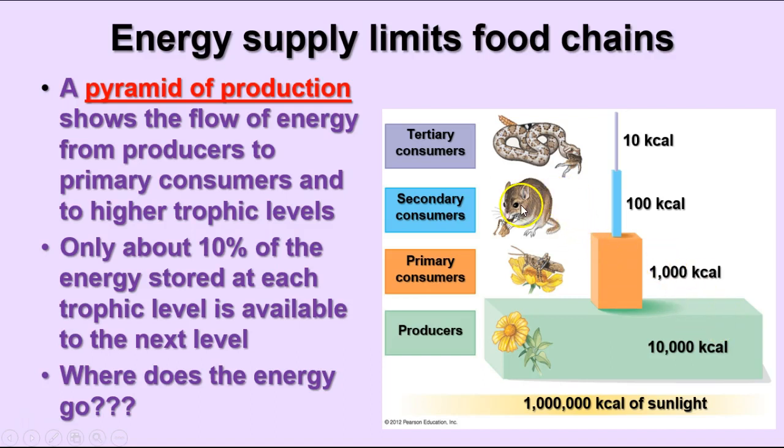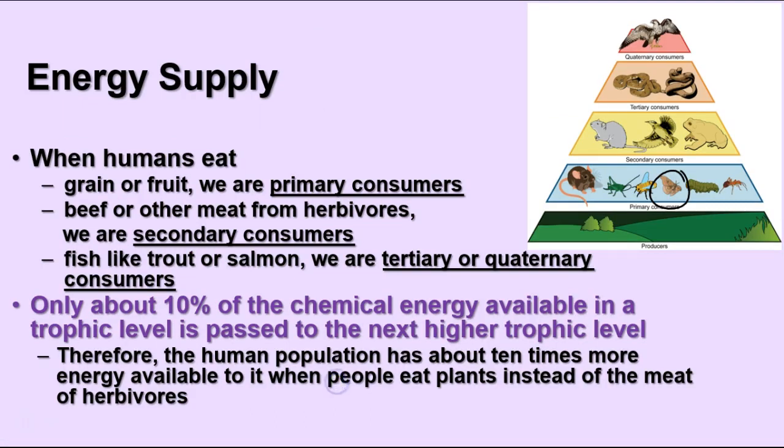Same thing when the mouse eats the grasshopper. Again, only about 10% of the energy that the grasshopper got from the flower is going to be available to pass on to the mouse that eats it. And so the energy is used in the life processes. Some of it is lost as heat, but it stays within, it cycles through the ecosystem.